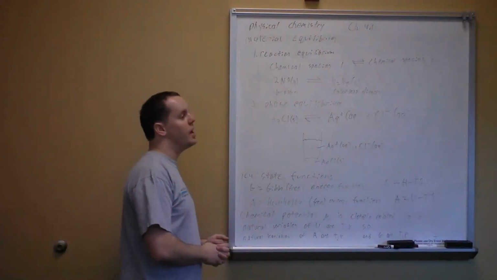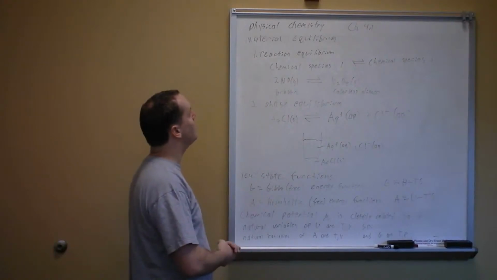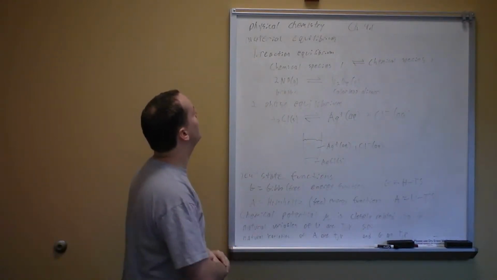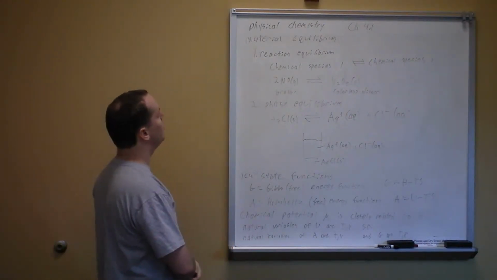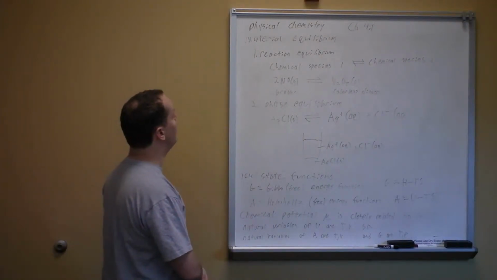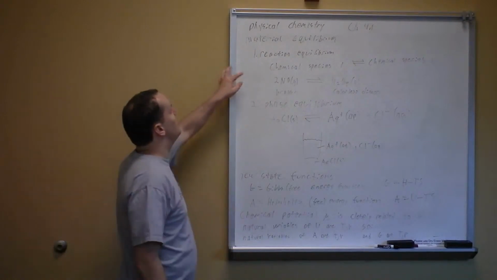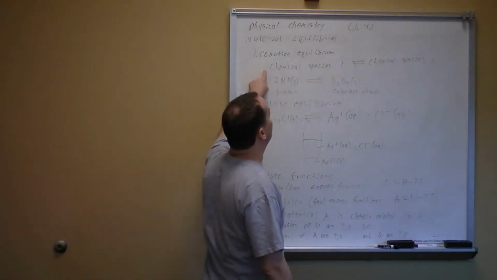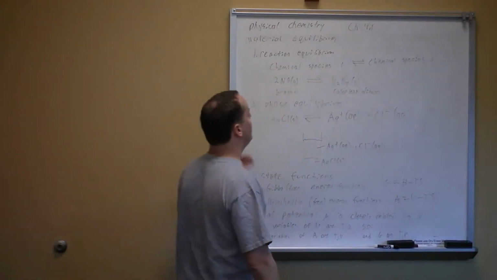Okay, now we're doing physical chemistry, just beginning chapter 4, section 1. We're going to be talking about material equilibrium. Remember, material equilibrium has two parts, reaction equilibrium and phase equilibrium. Now, reaction equilibrium means that chemical species 1 is in equilibrium with chemical species 2.